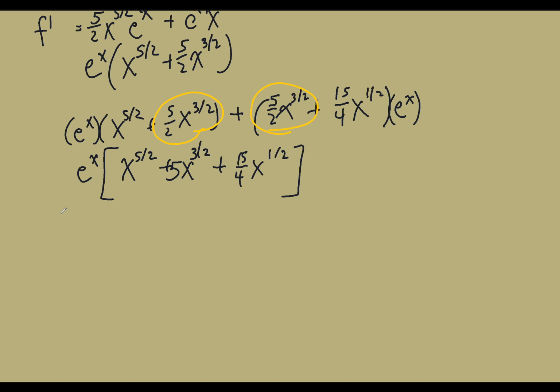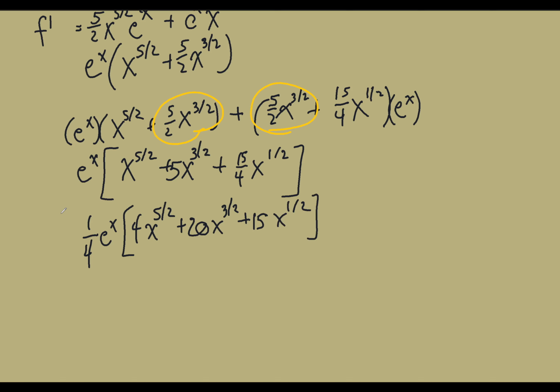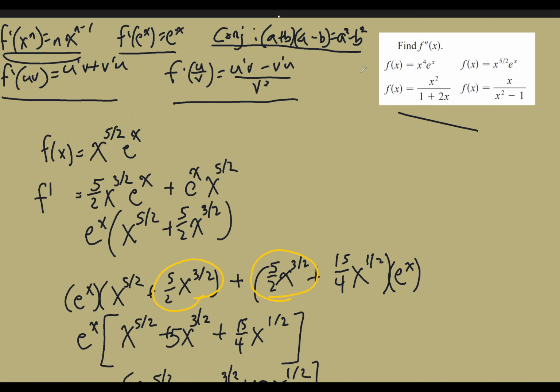Now, if we want to put a factor of 4 in there, we could write 1/4 e to the x times 4 x to the 5/2 plus 20 x to the 3/2 plus 15 x to the 1/2. And if you want to take a rad x out of there, well, let's just leave it at that. That's pretty close to as condensed as we can get. So let's call this the product rule examples for this problem set, and we'll do the two quotient rule ones here in the next video.